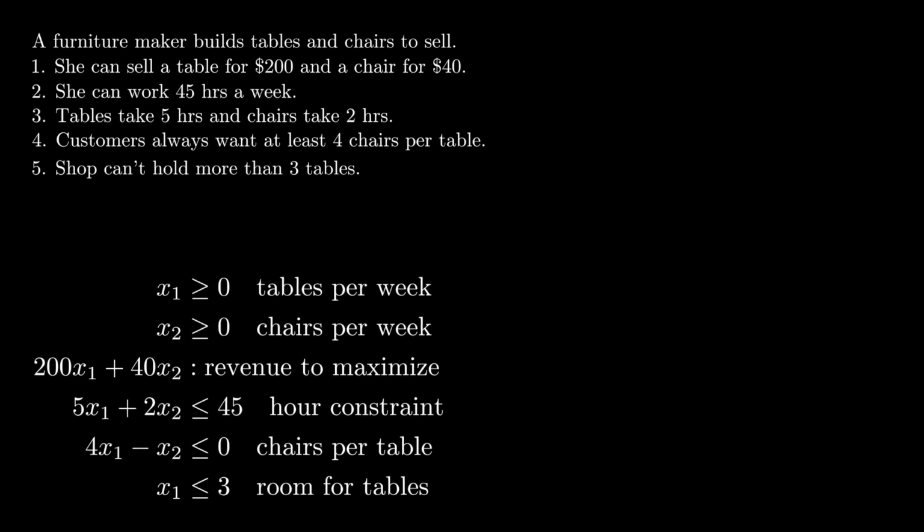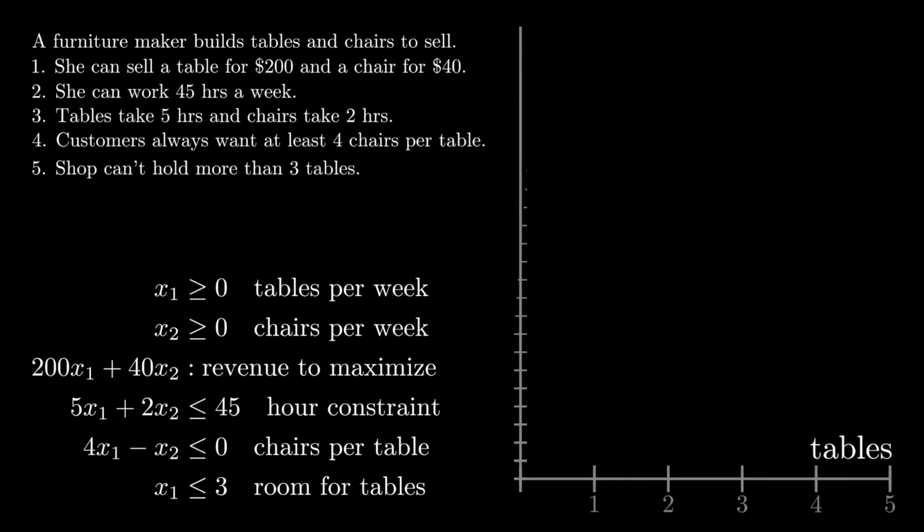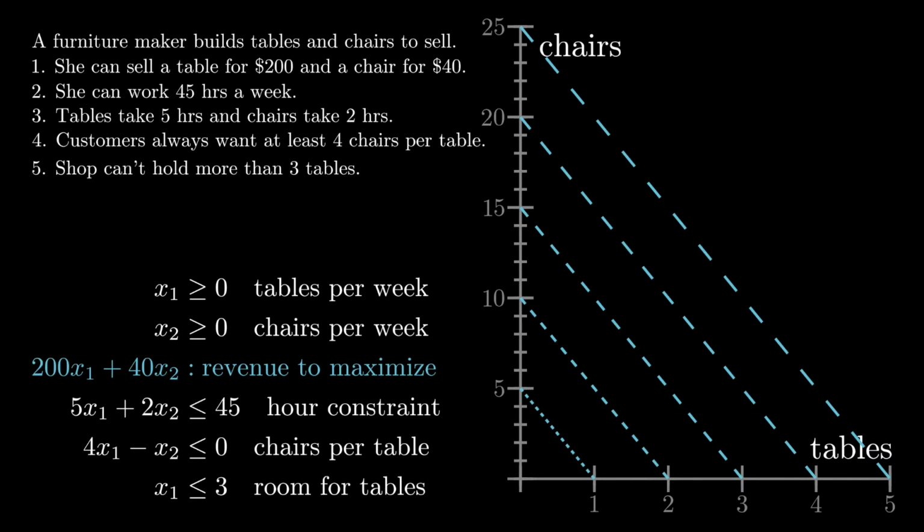So let's take a look at this graphically, where the x-axis is going to be the number of tables in a week and the y-axis is going to be the number of chairs in a week. We first plot the isocontours associated with revenue, so these are numbers that are getting bigger as you're going up and to the right. Now we incorporate the constraints, starting with the hour constraint.